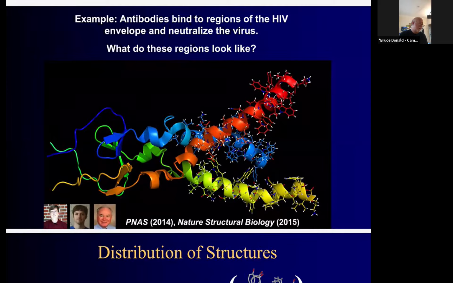Now, one of the things that's nice about this field is that everyone deposits their data, and you can see these models, and they have these beautiful pictures like this. But in fact, all these molecules are flexible. They don't just assume one shape. They go through motions and changes, and they form a distribution of structures over some space.